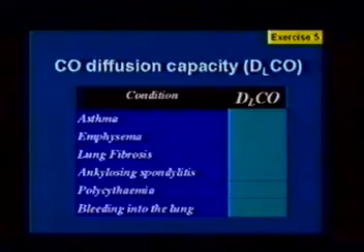Let's take a look at the carbon monoxide diffusion capacity. This determines whether the alveolar capillary membrane is intact or not. In cases where the alveolar membrane is damaged, carbon monoxide diffusion capacity, which is a measure of the permeability, is affected. So let's take a look at these conditions and see whether carbon monoxide diffusion capacity is reduced or not.